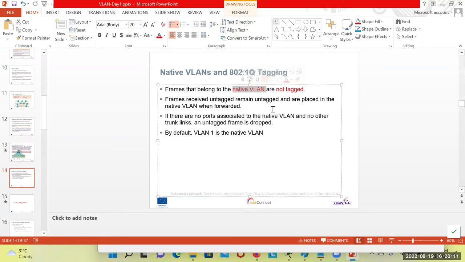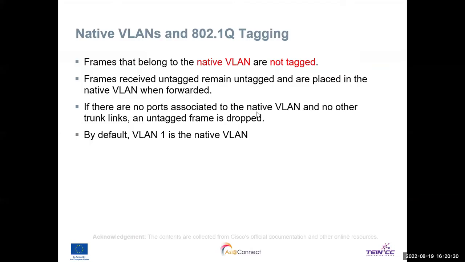So similar concept. For VLAN, we can declare one VLAN to be native, and then the other VLANs will be non-native, right? So we want to give priority for the native VLAN. Native VLAN will not be tagged. Please read this line. What does it say? Frames that belong to the native VLAN will not be tagged. So if it is not the native VLAN data, it will be tagged.